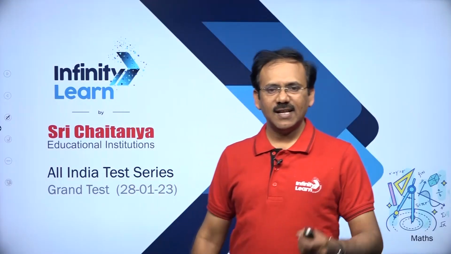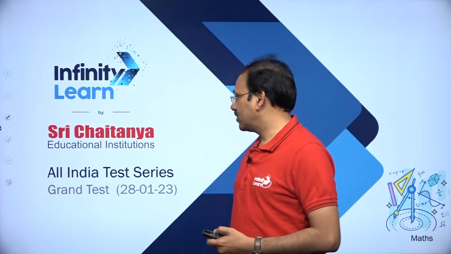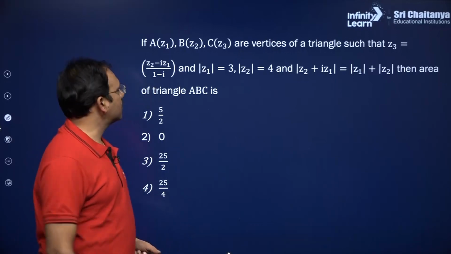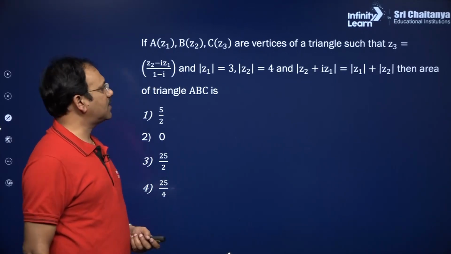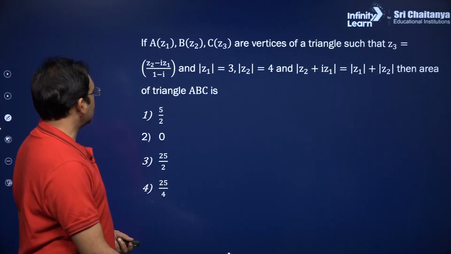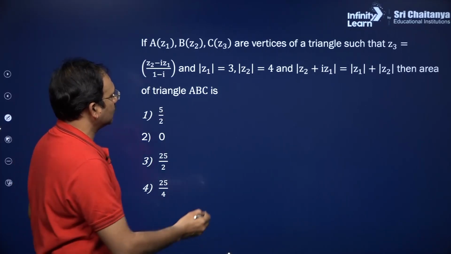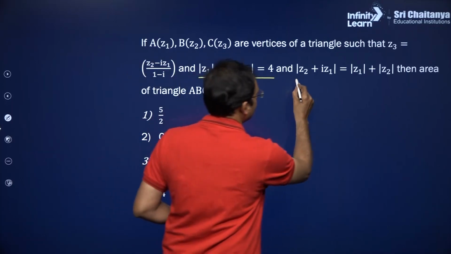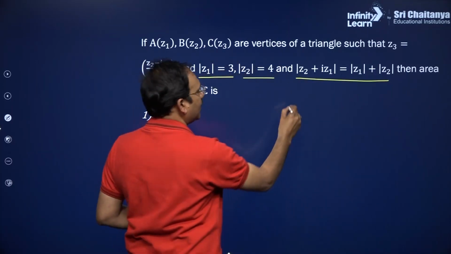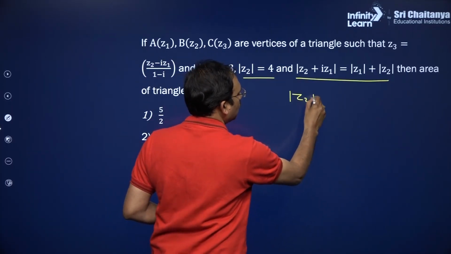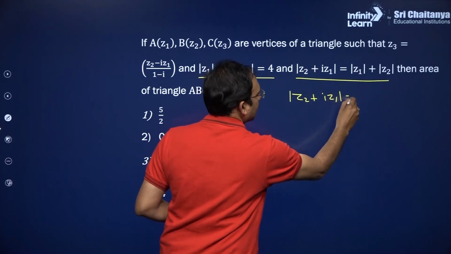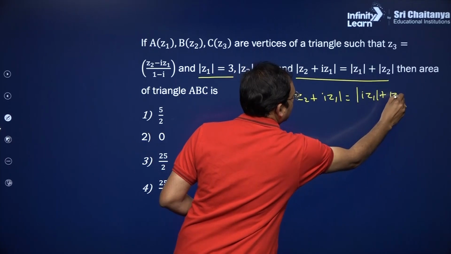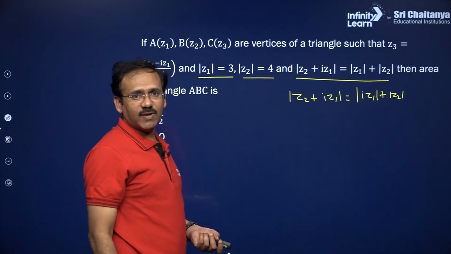Dear students, now let us see the mathematics part of this question paper. So question number 1, related to complex numbers, Z1, Z2, Z3 are vertices of a triangle such that Z3 is given. So magnitudes of Z1, Z2 are also given. You see this condition, can I write it as modulus of Z2 plus iZ1 as modulus of iZ1 plus modulus of Z2? Yes, because mod i is 1, we can write.